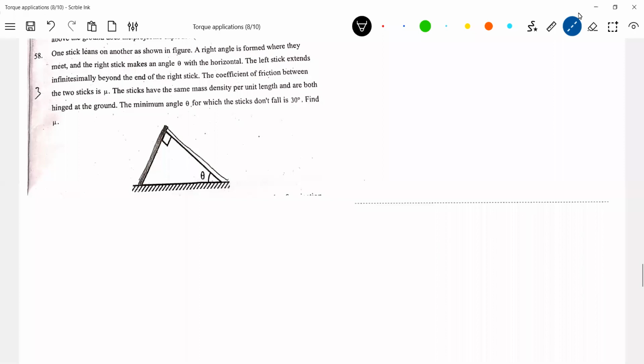Read the question. Yes, given some rough diagram that infinitesimally, the word is also there. Please try to. This is very important.